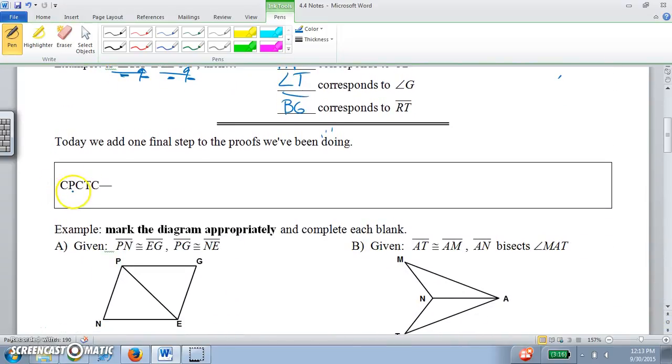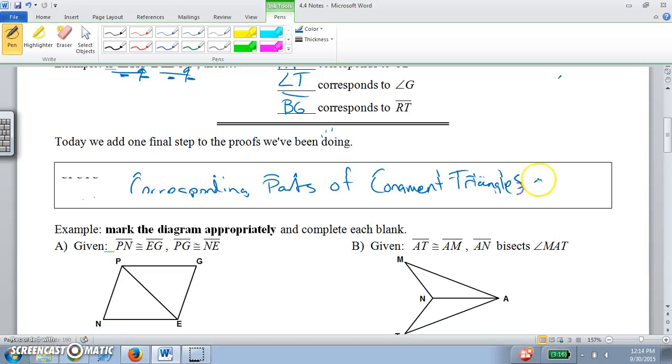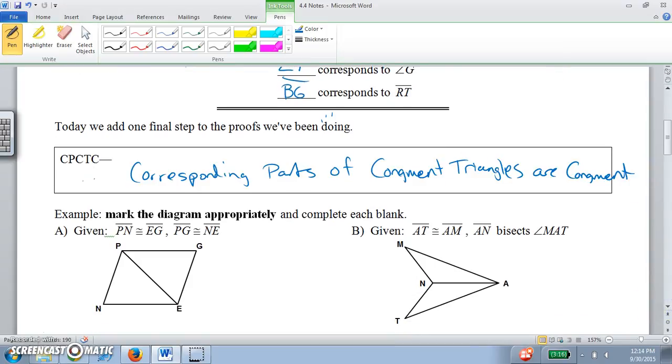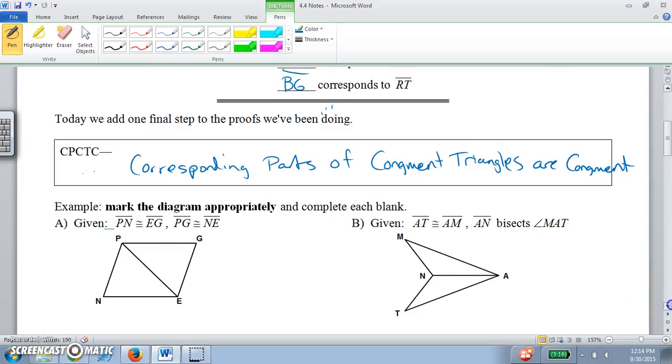So today we had one final step to the proofs we've been doing with congruent triangles. It's called CPCTC. It means corresponding parts of congruent triangles are congruent. Corresponding parts of congruent triangles are congruent. So, what does this mean?